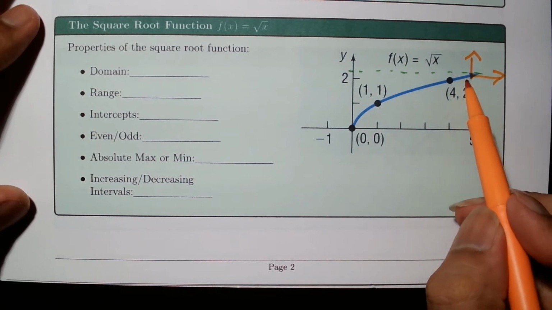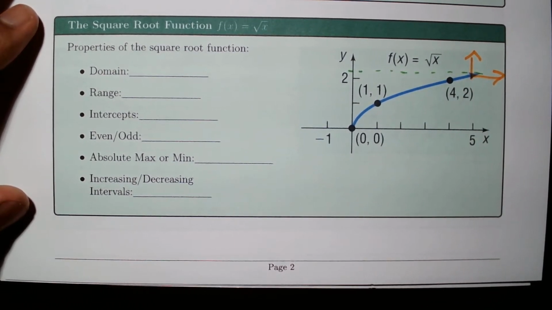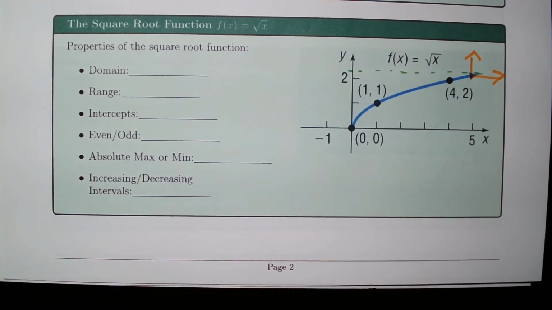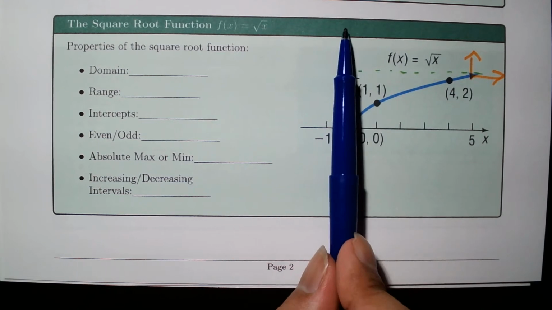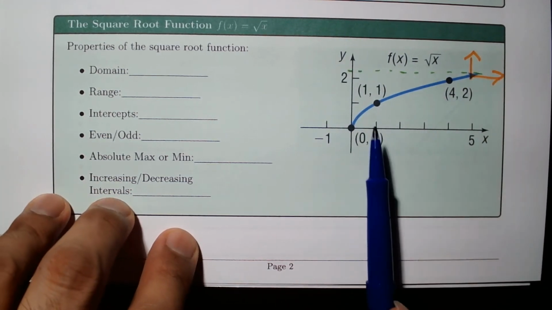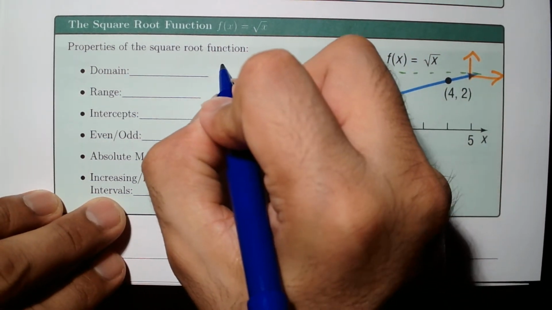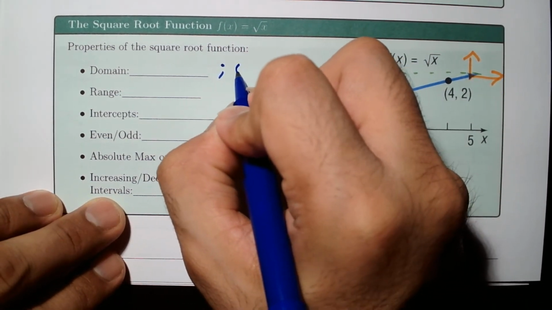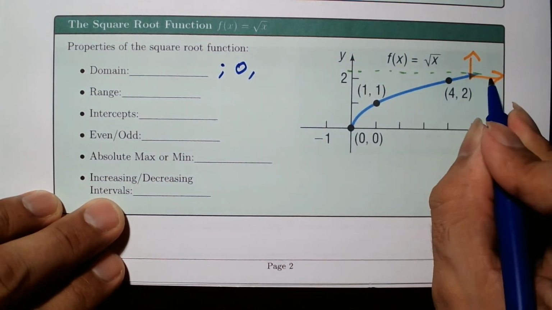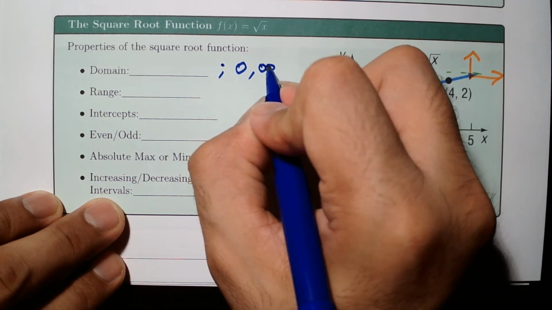We break up this arrow into the horizontal and the vertical one to help us get the domain. Now we're going to scan the graph from left to right to determine the domain, and from left to right the smallest value of x is 0, and the largest value of x this function can take is infinity, it goes all the way to infinity.